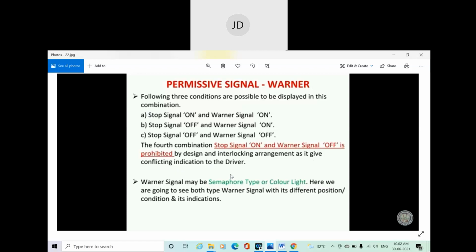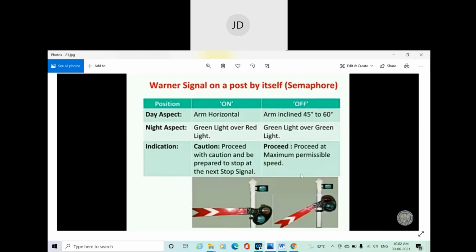Again, similar to the stop signal, a Warner signal may be semaphore type or color light type. We're going to discuss that in the next class. It's already 10, right? So we won't proceed further. Just remember, the Warner signal may be of semaphore type or color light type, similar to the other one, and we will discuss this in the next class. So with this, I just want to close my sharing here.